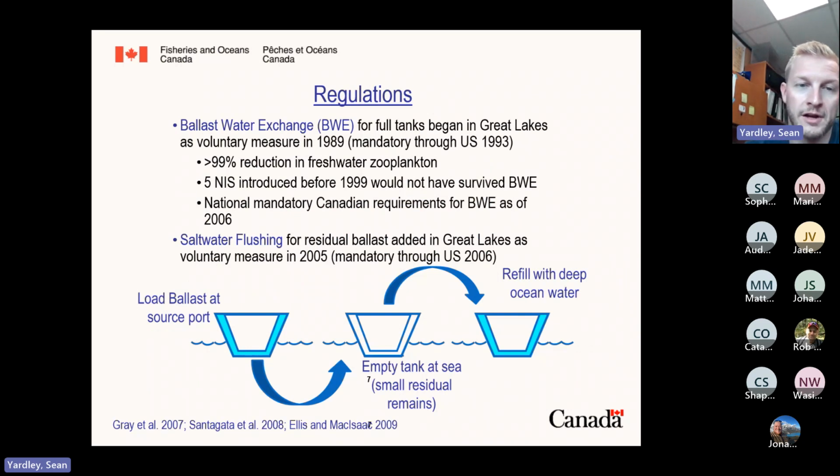As I mentioned earlier in that graph, there were some regulations introduced in the mid 2000s. I thought I'd go over those really quickly because we do believe that they have been successful. It's good to highlight when regulations have the intended effect. The first one was for ballast water exchange for full tanks, which began in the Great Lakes as a voluntary measure in 1989 and became mandatory in the US in 1993. With ballast water exchange, we've done some shipboard testing and saw as much of a reduction as 99% in freshwater zooplankton, which is fairly effective.